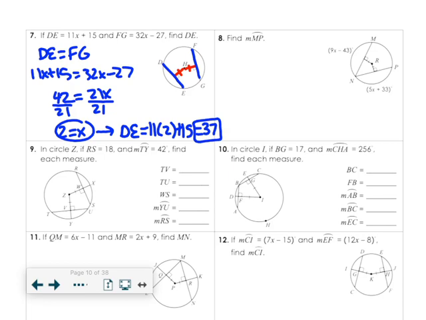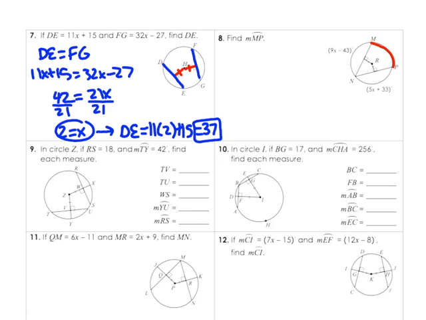Okay, number 8, find the measure of MP, the arc MP. So this is what we're eventually going to get right here. We are going to use 360 again for something like this. Once we're able to get that amount of degrees, then we'll be able to plug that x in and figure out our answer. So this one's just going to take a couple of steps.